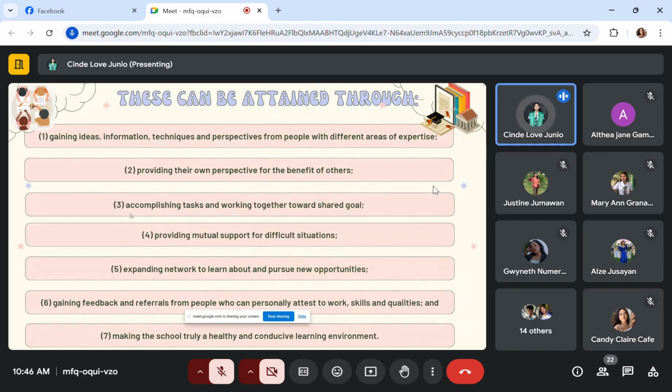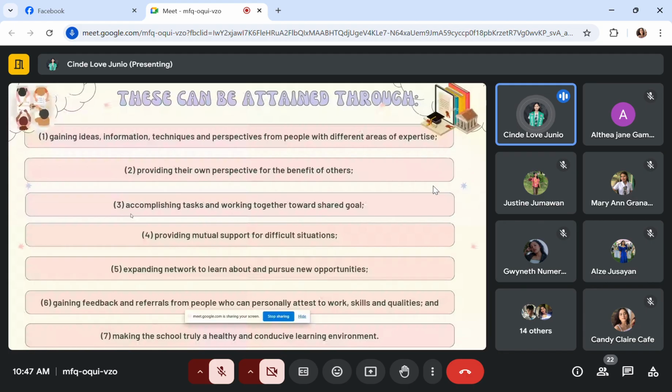so social skills are very important for students and also for teachers because they can build a good relationship with others. So first we have gaining ideas, information, techniques, and perspective from people with different areas of expertise. So here, diba, we can gain new information and ideas from other people. So, for example, your classmate, when he or she knows a matrix, then you can learn how to use that or how to solve problems.